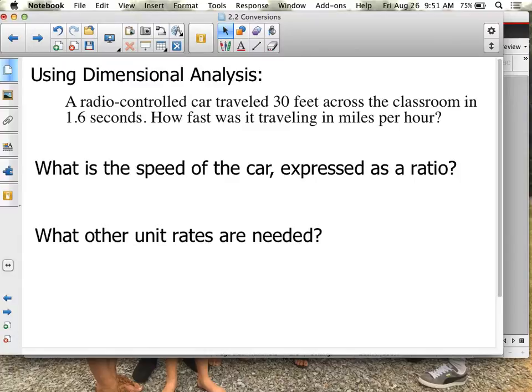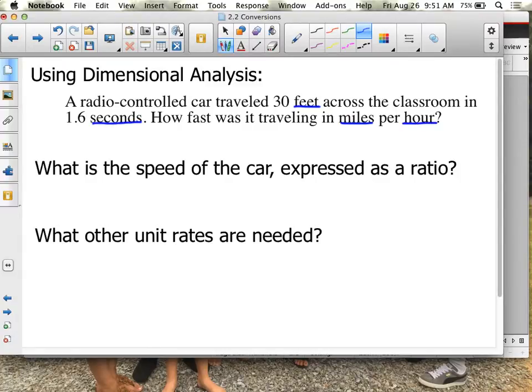So next we want to introduce a topic called dimensional analysis. And if you remember, dimensional analysis is really helpful when you have multiple conversion factors. Because if I see this example here where a radio-controlled car travels 30 feet across the floor in 1.6 seconds. So the speed on this is feet per second. So I got two different dimensions going on here. I have two different conversions. I have a feet and I have a seconds. I have a distance and a time. And we want to know it's miles per hour.